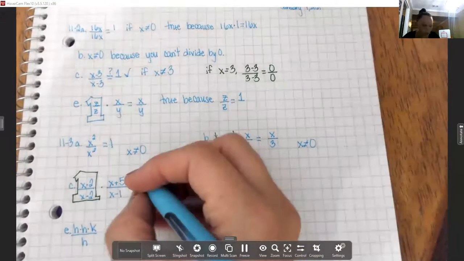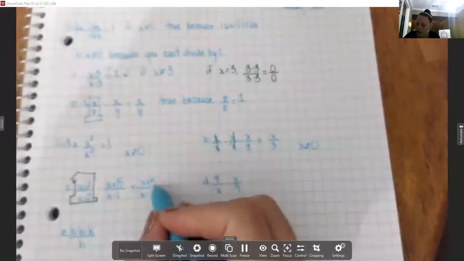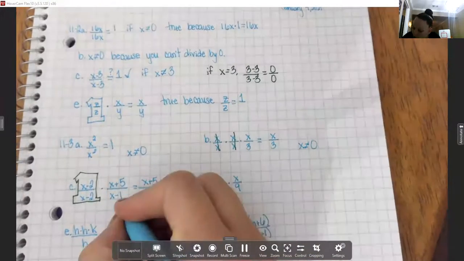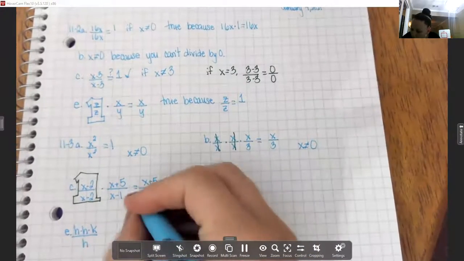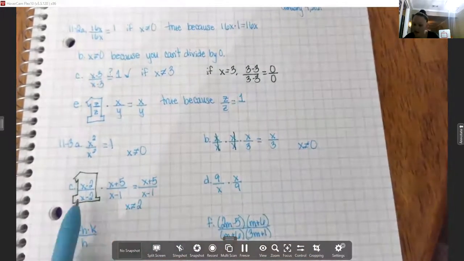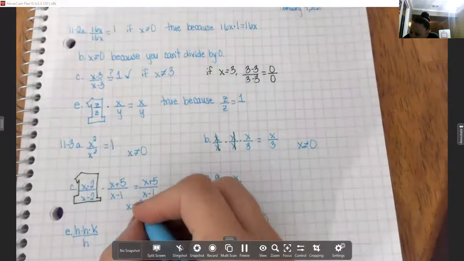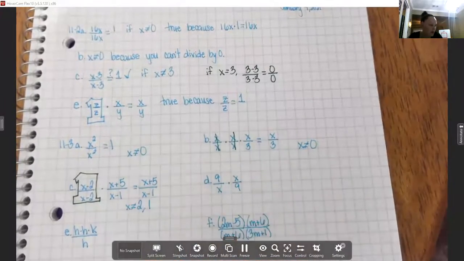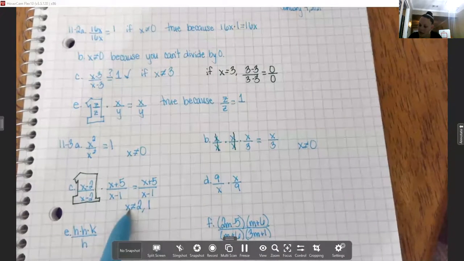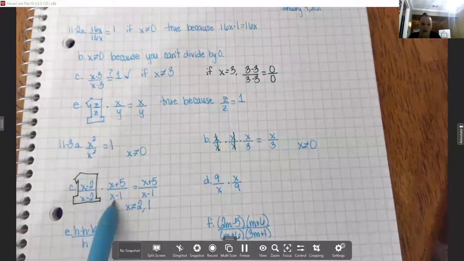So this is our answer here, x plus 5 divided by x minus 1, as long as x doesn't equal 2. If x equals 2, then this denominator is 0. And as long as x doesn't equal 1. So x can't be 2 or 1 because those make our denominator 0.